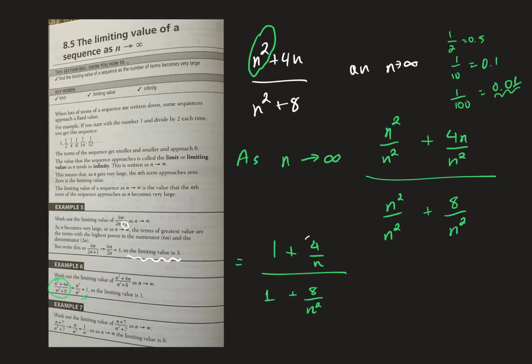So if you've got an infinite denominator, this value here, 4 over n, will be equal to what? It'll be equal to 0, because n goes to infinity. Same here, that'll also be equal to 0. That is why they've not included it there. So you've got 1 over 1, which is 1. So 1 is the limiting value for this.